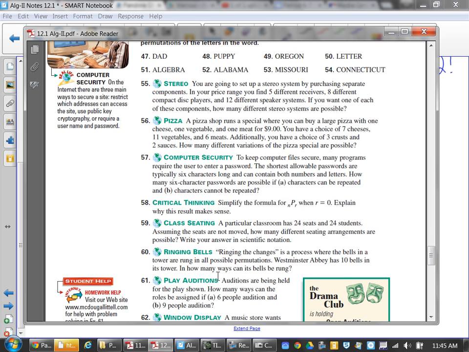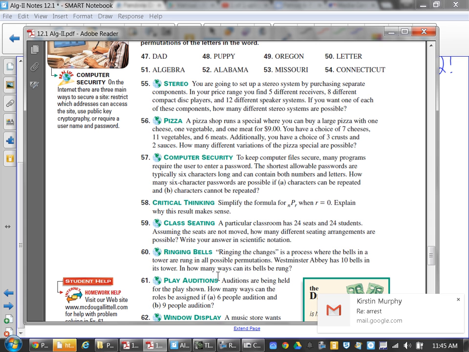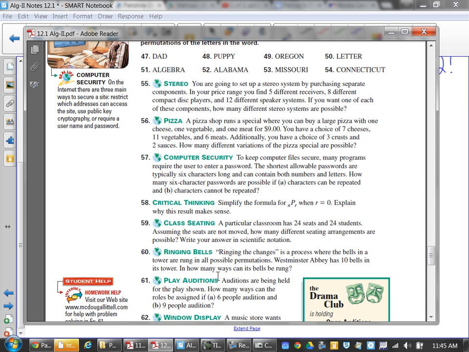So let's go into the word stuff here so you can try to decide what you're going to use. If I'm looking at the first one, you're just selecting stereo equipment because you want to rock out and have a good time. You have 5 different receivers, 8 CD players, and 12 different speaker systems. You're just looking at the possible combinations of, you want to pick one of each of them. So it's 5 times 8 times 12. It's that straightforward. Is it 480, I believe?